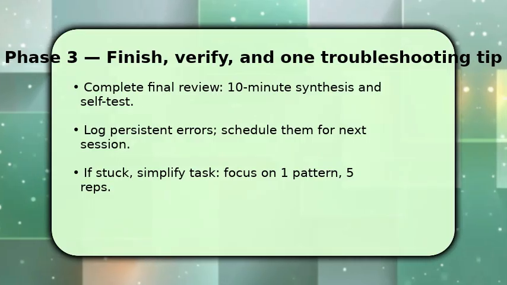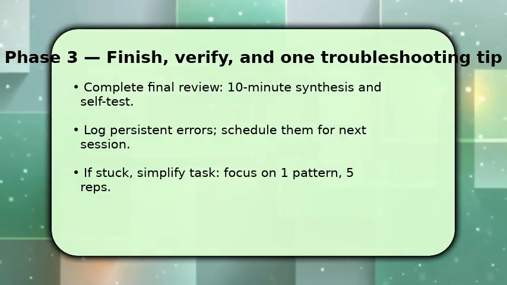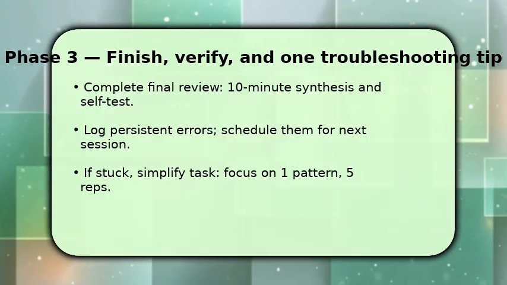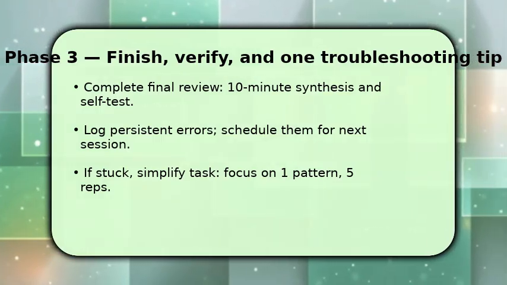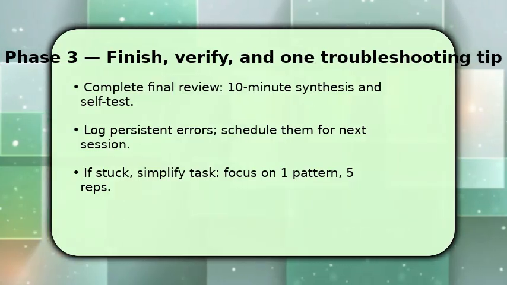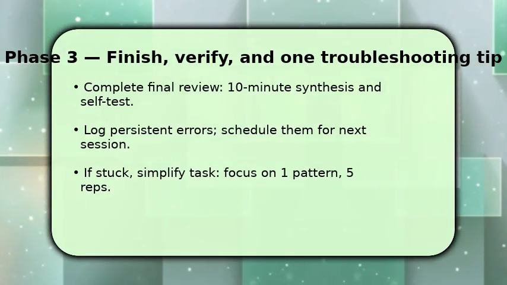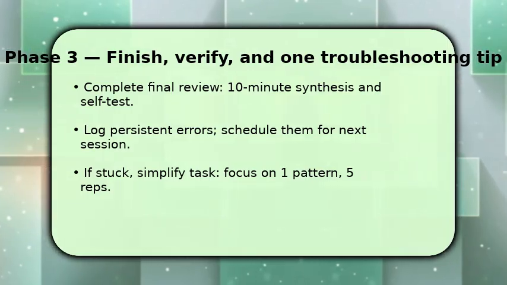If you still struggle, reduce scope. Target a single sentence pattern and repeat it 5 times, gradually increasing complexity once consistent. Should problems persist, check sources, misunderstood prompt, or audio issues, then rerun the problematic item. That troubleshooting step saves time and keeps progress steady.